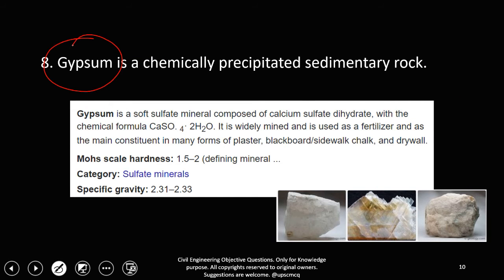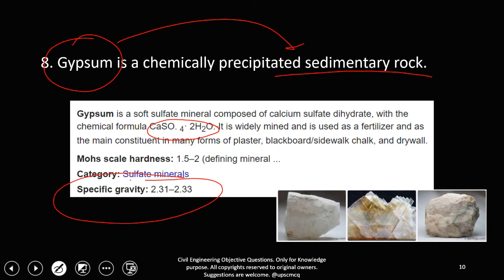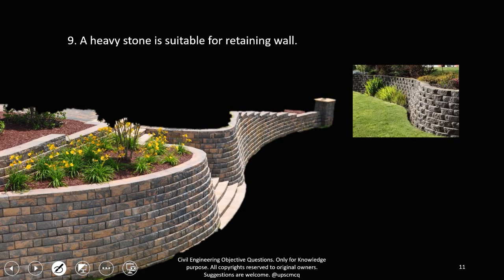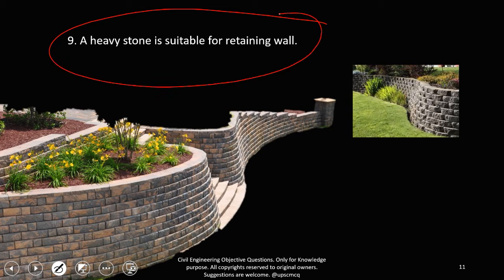Gypsum: we've already discussed its formula. It is a precipitated sedimentary rock, and the Mohs scale is used to measure hardness. Its specific gravity is 2.31 or 2.33. A heavy stone can be used for constructing a retaining wall. Here are a few images of retaining walls.